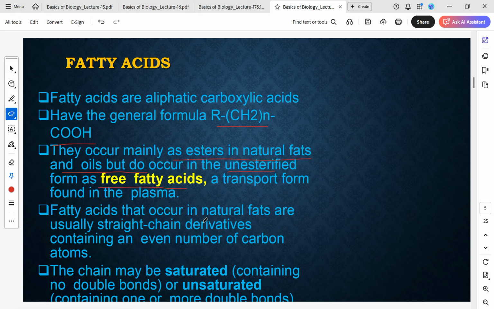Fatty acids that occur in natural fats are usually straight chain derivatives containing an even number of carbon atoms. The chain may be saturated, containing no double bonds, or unsaturated, containing one or more double bonds. Depending on whether the fatty acids are saturated or unsaturated, they have different functions.